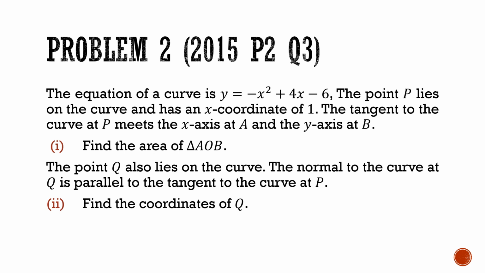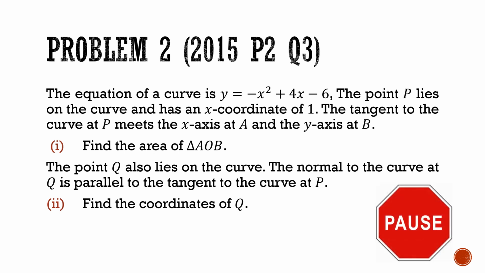We are also given that point Q also lies on the curve. The normal to the curve at Q is parallel to the tangent to the curve at P. Find the coordinates of Q. Pause the video here and give this question a good try.